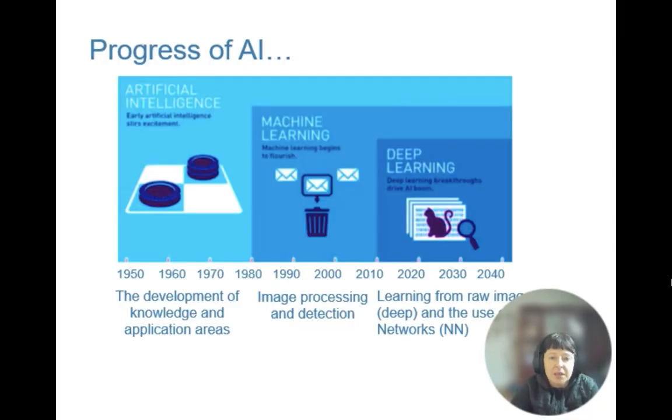However, since then, we have experienced tremendous progress in the field of artificial intelligence, and what we use in radiology is based more on machine learning as a subset of artificial intelligence, and more refined deep learning. So machine learning is when machines' learning begins to flourish, and deep learning is the breakthrough in the AI boom. AI was the development of knowledge and application areas until, let's say, the 1980s, then between the 1980s and 2010, image processing and detection, and since 2010, focus is placed on learning from raw images and the use of neural networks.